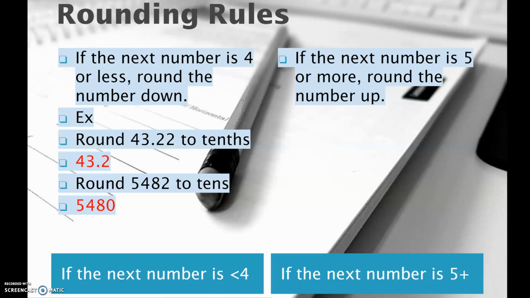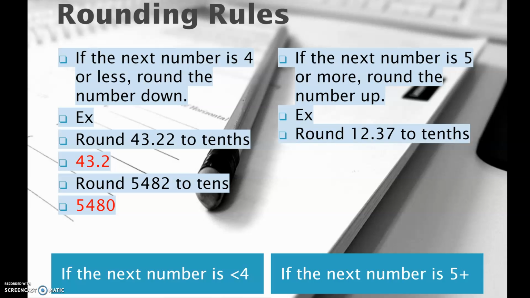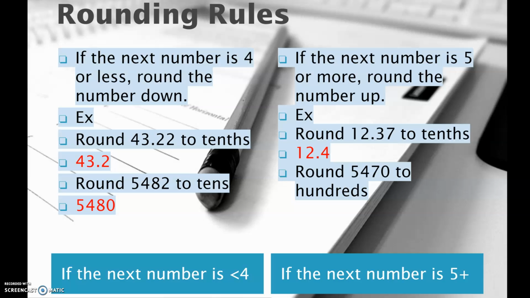If the next number is 5 or more, you're going to round the number up. For example, you're going to round 12.37 to tenths and get 12.4. Or if we round 5,470 to the nearest hundredths place, we would get 5,500.